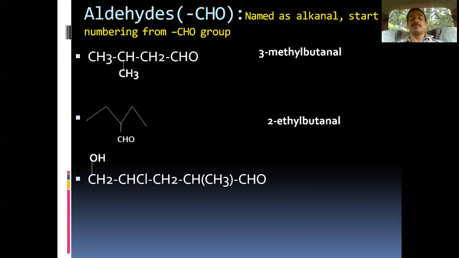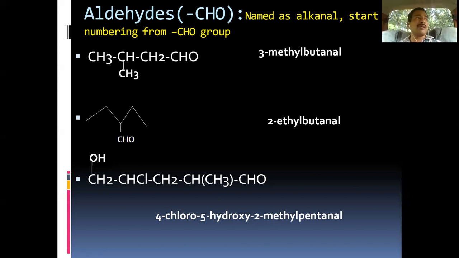So according to the IUPAC rules, we have to follow alphabetical order. So 4-chloro, 5-hydroxy, 2-methyl pentanal. 4-chloro, 5-hydroxy, 2-methyl pentanal. So here you can see only 3 examples, but you have to try to name these compounds yourself.